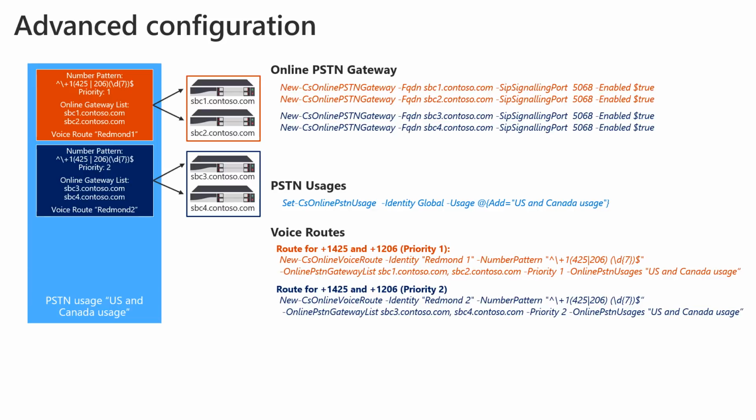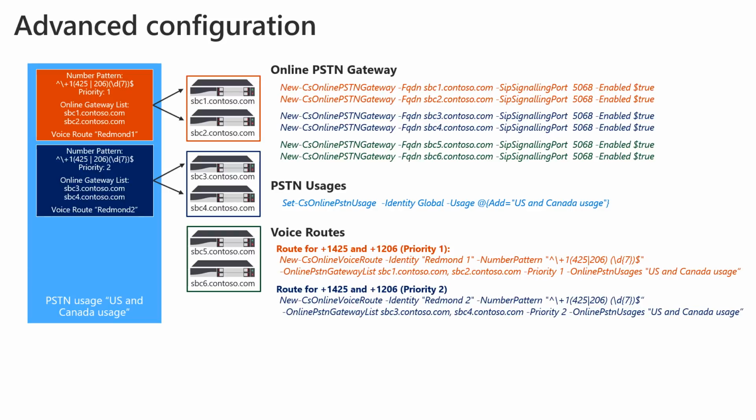Now we have these 2 sets of gateways, and if the gateways in the higher priority route are available, they will be used, so all calls should go to SBC1 and SBC2. However, if for any reason these are not responsive or not available, SBC3 and SBC4 will receive the calls.